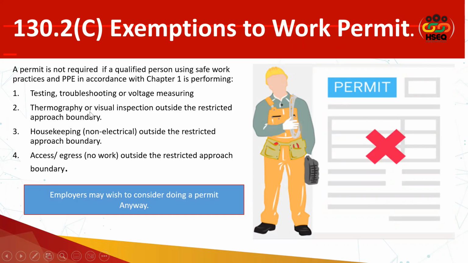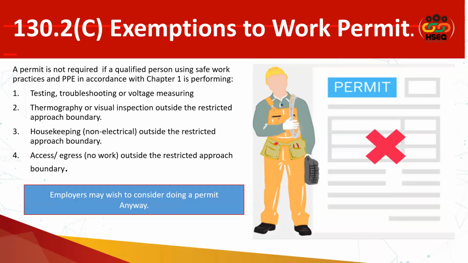He's performing some thermography, visual inspection outside the restricted approach boundary: the energized electrical work permit is not a mandatory requirement. He's performing some housekeeping outside the restricted approach boundary, and access and egress outside the restricted approach boundary. If he's performing these tasks, then an energized electrical work permit is not required, not mandatory.